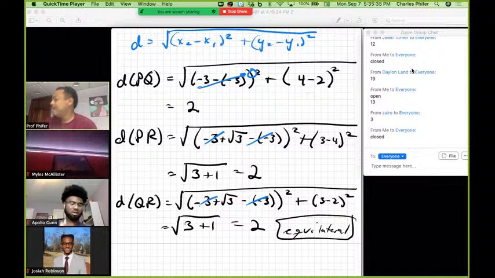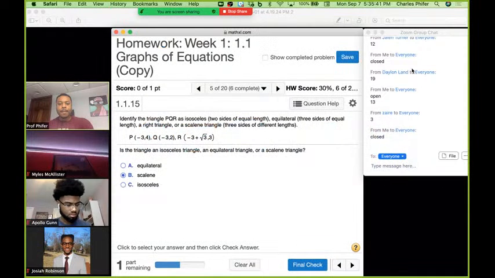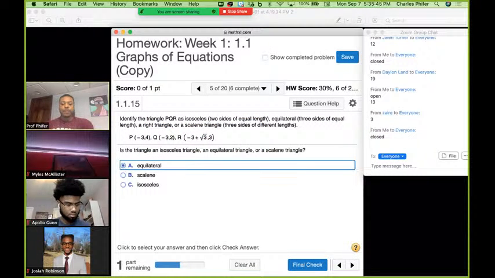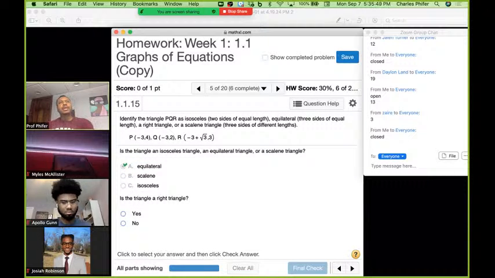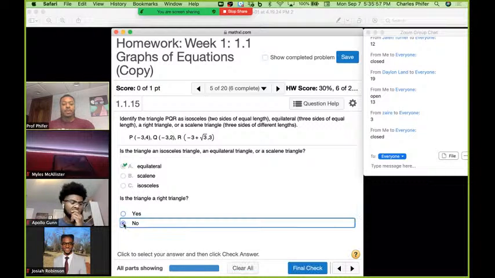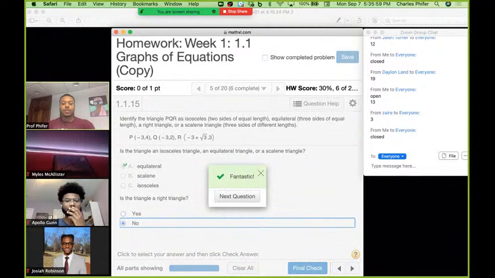Okay. All right. Let's see, how do we do? So we say equilateral. We're going to go A, cross our fingers. Awesome sauce. I want to say if it's equilateral, it can't be a right triangle. Right? It can't be right. A squared plus B squared equals C squared. We're going to say no. Enter.